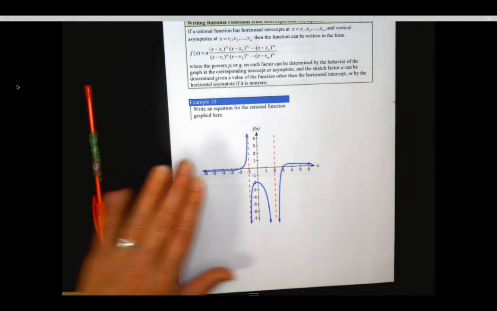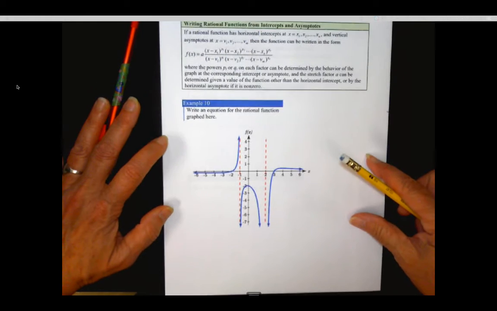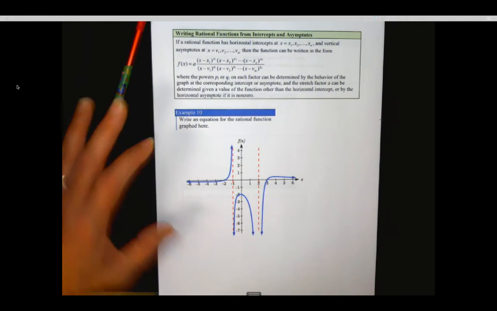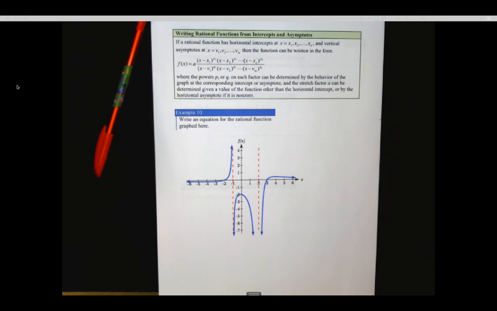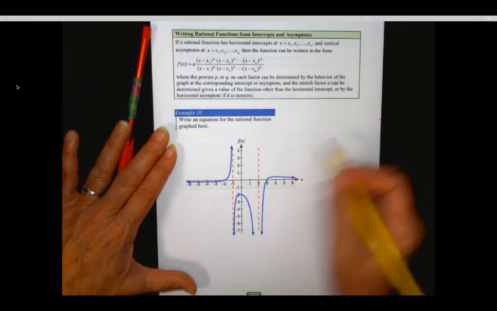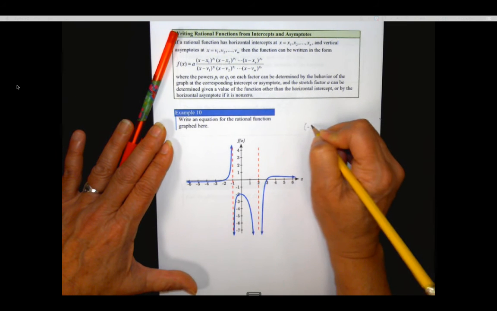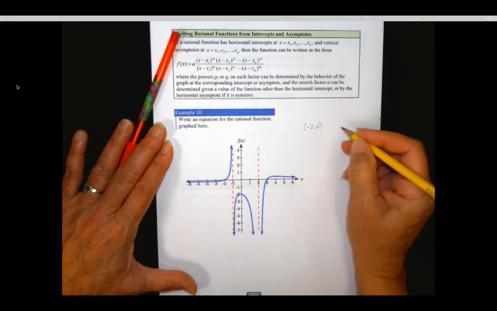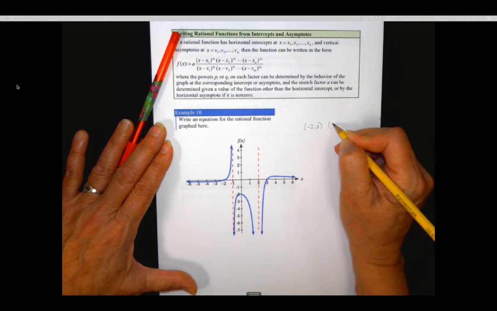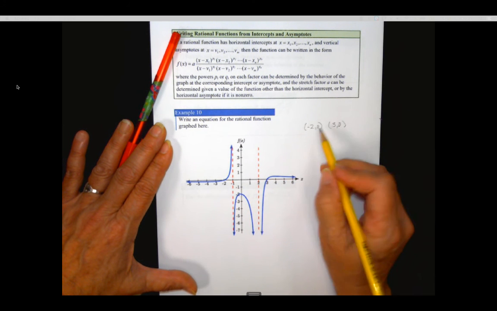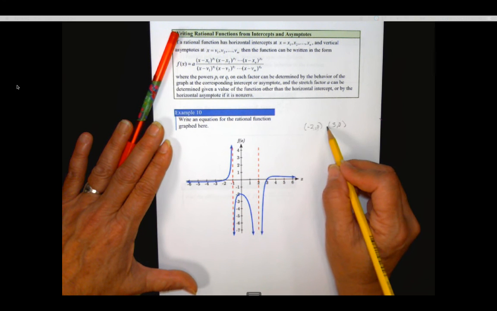So if you're writing a function, let's say I give you the graph and you're writing the equation of this function. Now we're going to use this information. It's kind of the reverse of what we just did. We know there are intercepts, so our x-intercepts are at (-2, 0) and (3, 0). Remember, what caused the x-intercepts is that your factors in the numerator were equal to 0.